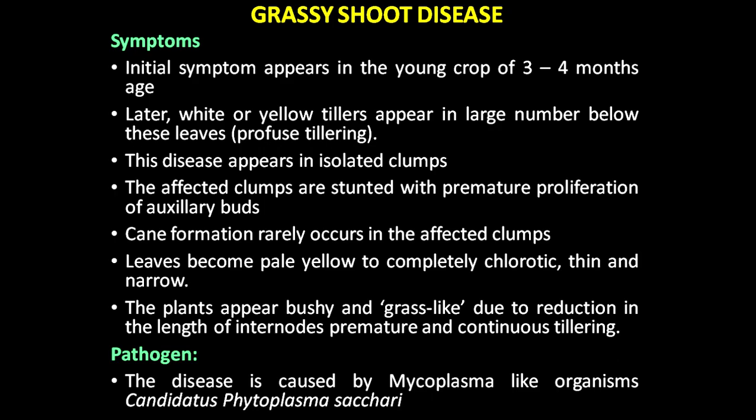The plants appear bushy and grass-like due to reduction in the length of the internodes, premature and continuous tillering. Because of the continuous tillering, meaning development of branches, as well as the premature reduction of the length of internodes, the sugarcane plant will be a grass-like bushy plant. Because of this reason, this is called grassy shoot disease.